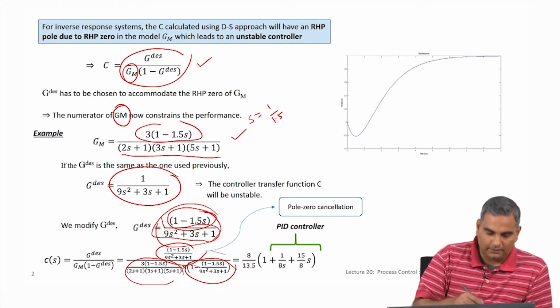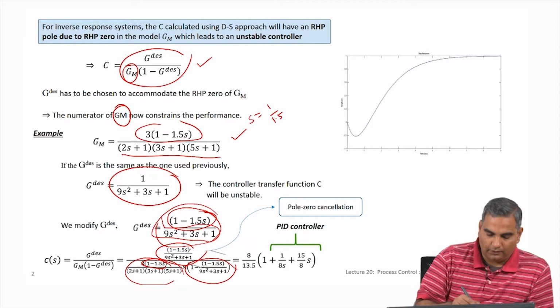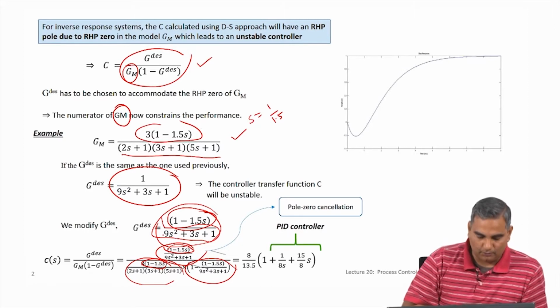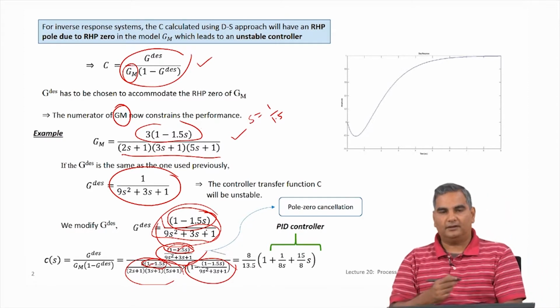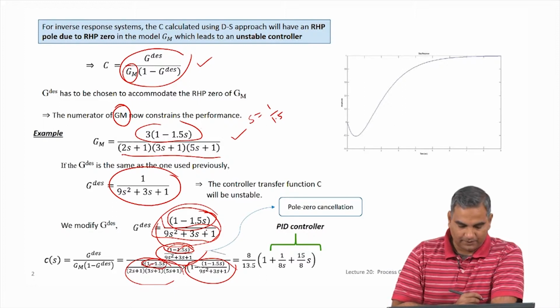over GM gets me this right half plane 0 in the transfer function to become a pole, that pole is going to be cancelled by the 0 that I have introduced in the G desired, because G desired is in the numerator. So, this and this will get cancelled, and that is how we get rid of this problem of instability of the controller when we introduce this inverse response behavior in G desired.